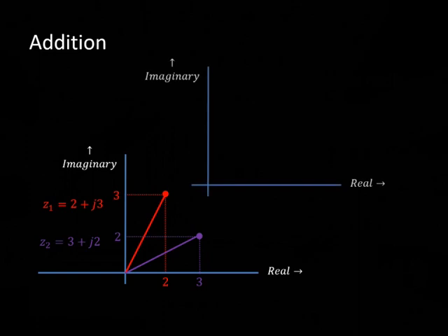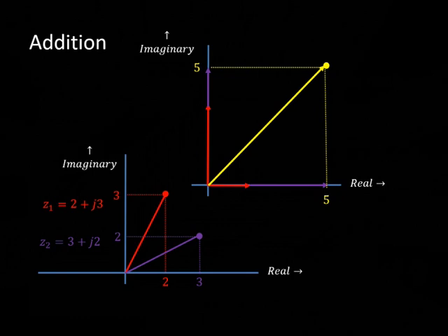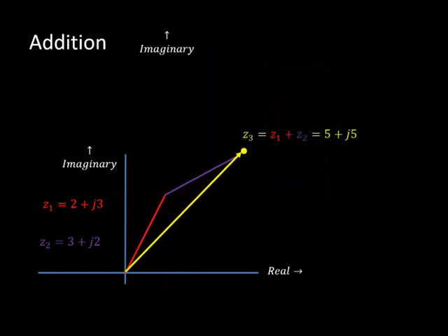Addition of complex numbers is usually done in the Cartesian plane, where we just need to add the two vectors, as we can see there, on the real part, and also add separately the vectors on the imaginary part to form this new vector that we see there in yellow.